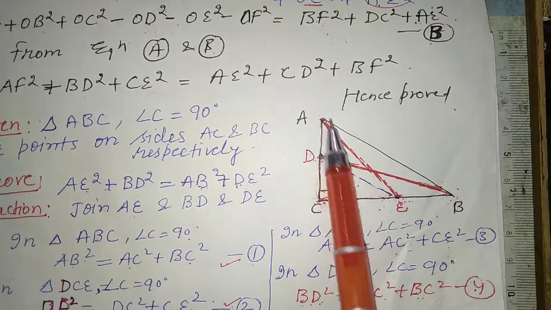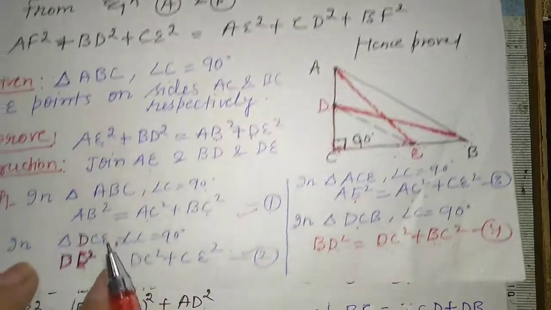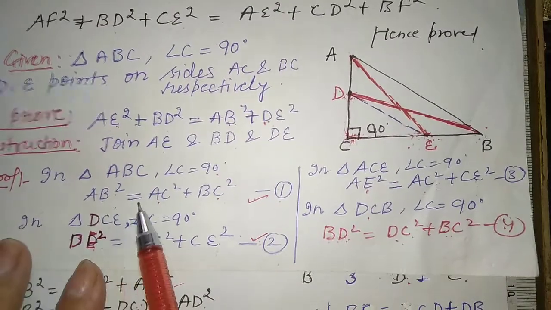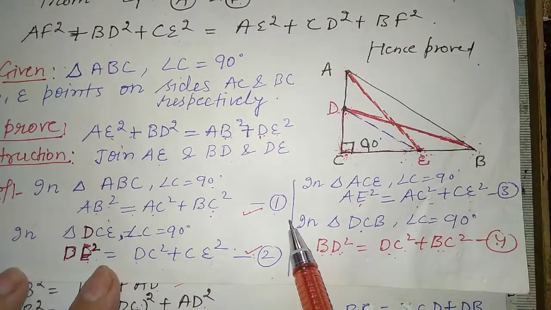So first we have taken here ABC. Triangle ABC, angle C is 90. So this is AB square is equals AC square plus BC square. This is the first equation.